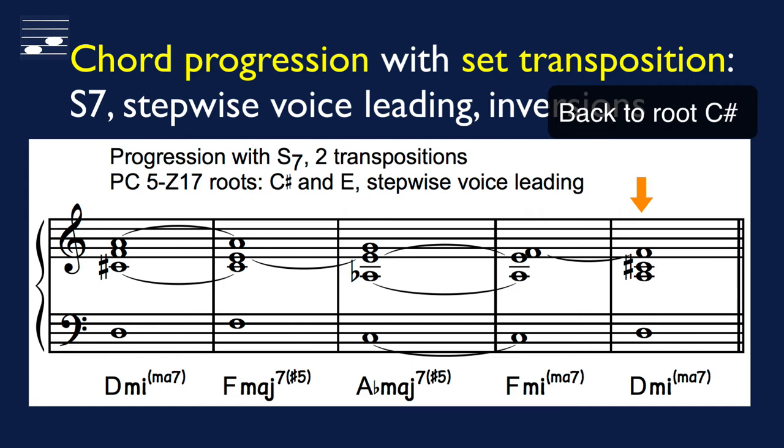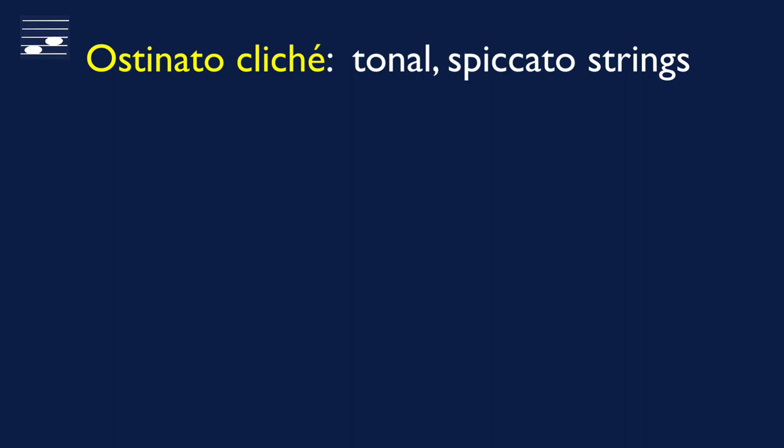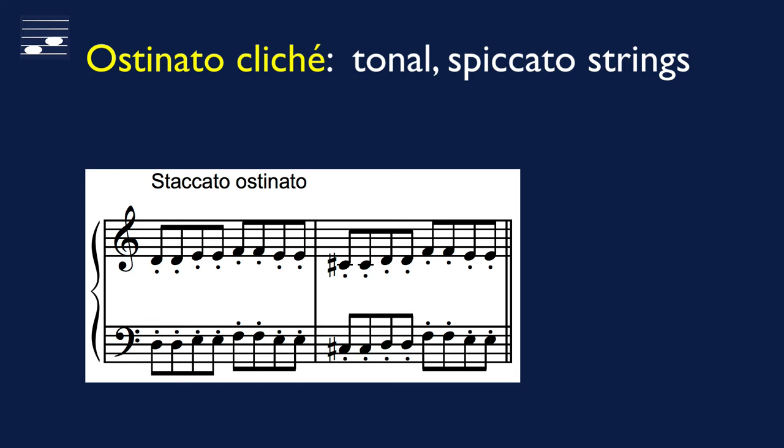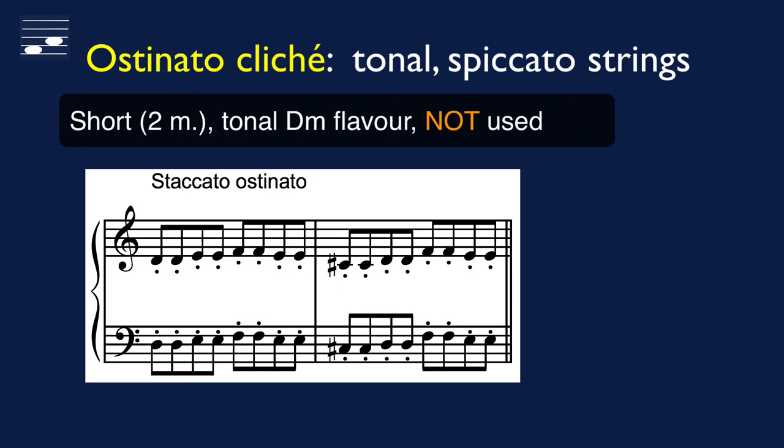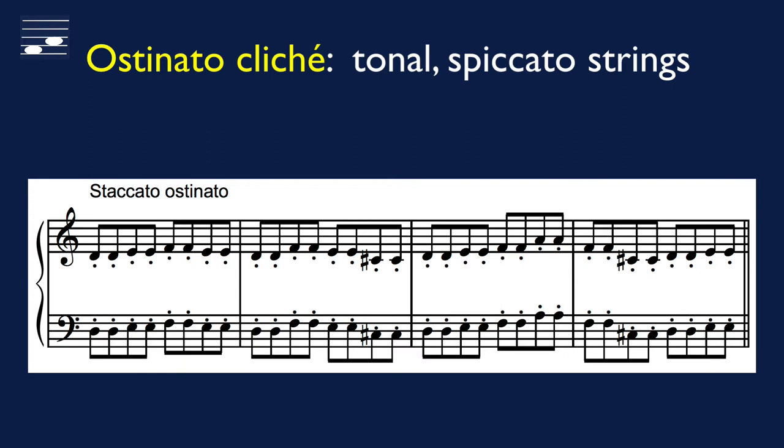We also need instrumental figures to create rhythm, groove and motion. Let's have a look at the ostinato string staccato cliché, the overused recipe for success. Here's a tonal flavor option. Even in a longer pattern, and potentially supported by basses in the lower octave, I find this lacking inspiration and freshness.